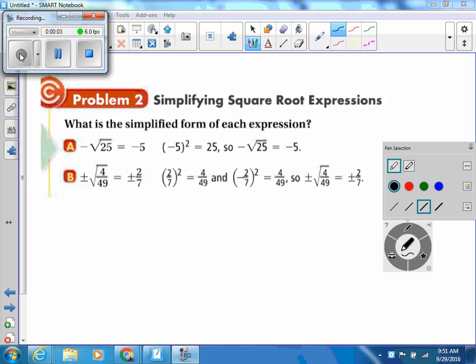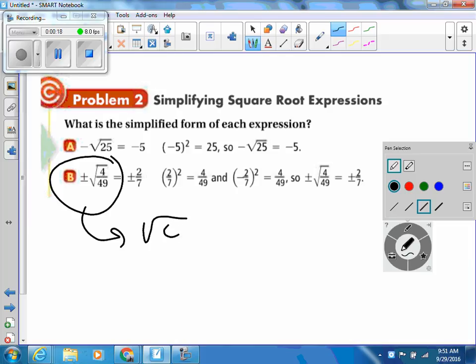So the first thing we're going to take a look at is problem 2. You're going to have a square root problem on the test. Like we talked about before, the square root of 4 over 49. You want to make sure in your problem you wrote it down like this: square root of 4 over the square root of 49. You can put this in your calculator and find out what each one is. Make sure if you get a fraction as a problem, you're going to give me a fraction as your answer.